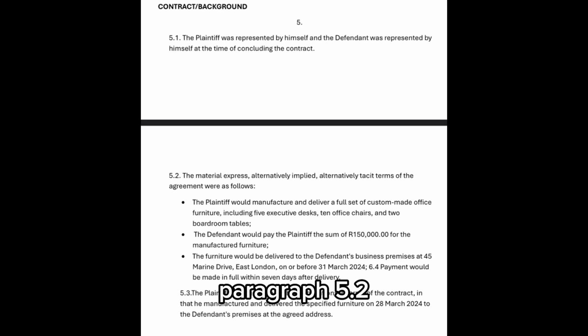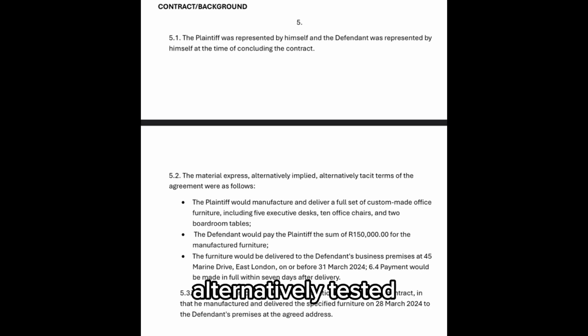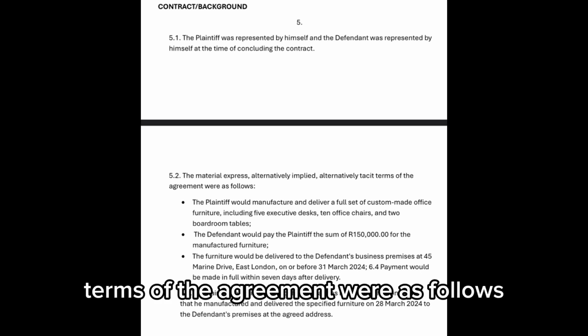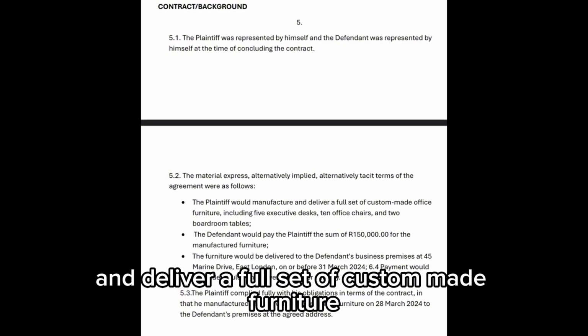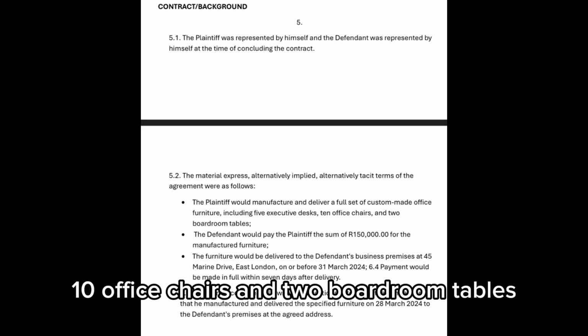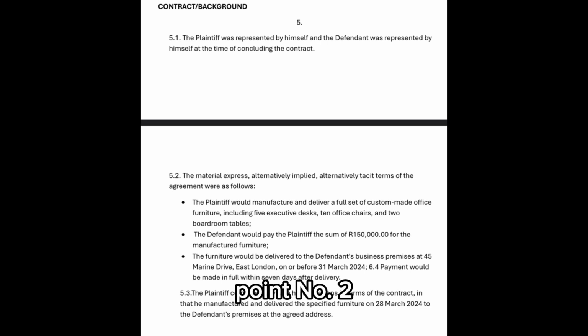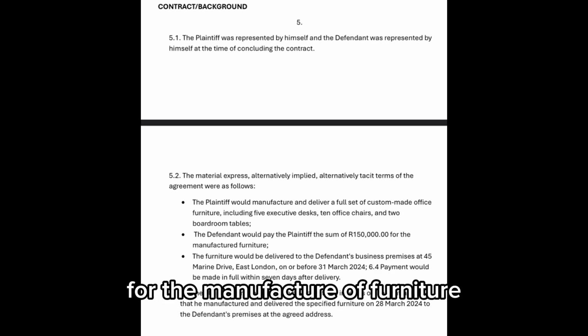Paragraph 5.2. The material express, alternatively implied, alternatively tacit terms of the agreement were as follows. Point 1. The plaintiff would manufacture and deliver a full set of custom-made furniture, including 5 executive desks, 10 office chairs, and 2 boardroom tables. Point number 2. The defendant would pay the plaintiff the sum of 150,000 rand for the manufacture of furniture.